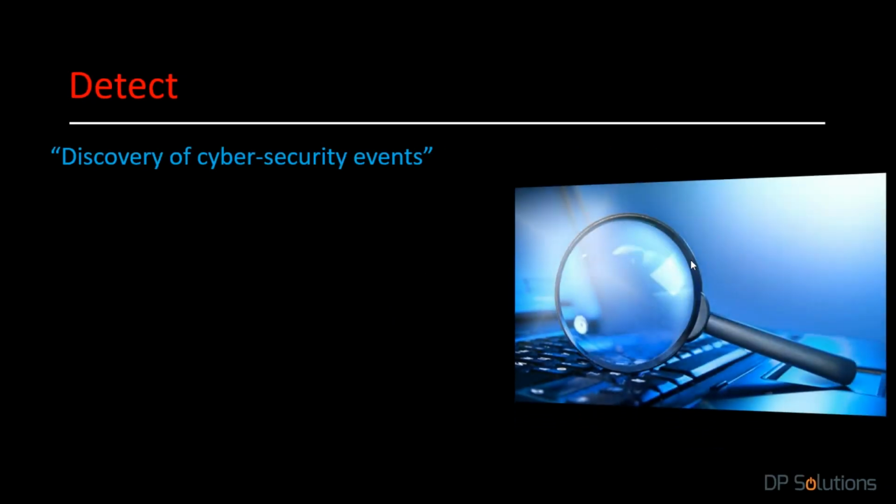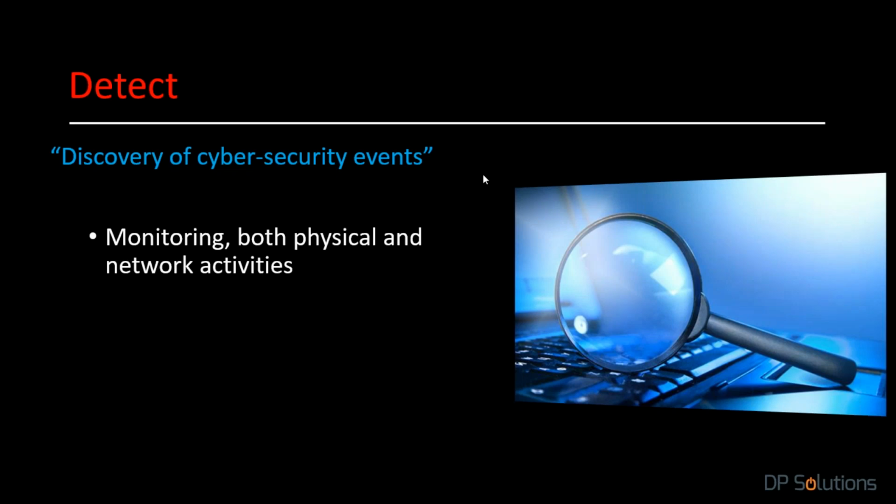The next area we're going to talk about is detect. What do we have in place to discover that cybersecurity events exist? You might not be surprised that it's often in this area where organizations have challenges effectively implementing controls, because detecting cybersecurity events can be really difficult. Oftentimes, people only know that an event has occurred once the damage starts coming in.